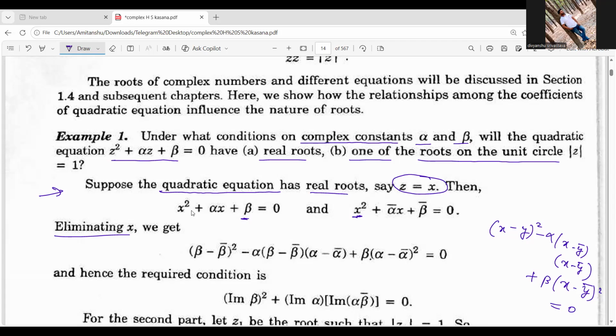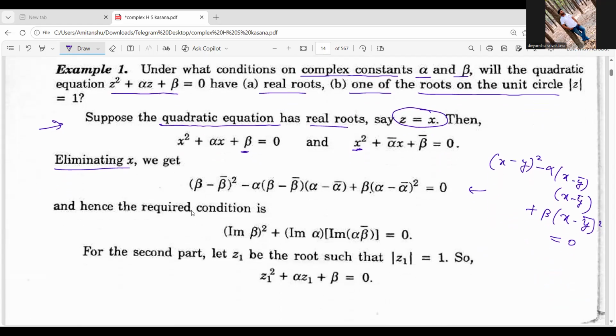So here x will be your y. What is your beta minus beta conjugate whole square minus alpha beta minus beta conjugate alpha minus alpha conjugate plus beta alpha minus alpha conjugate square. So now these are the required conditions. Now the required condition is this.